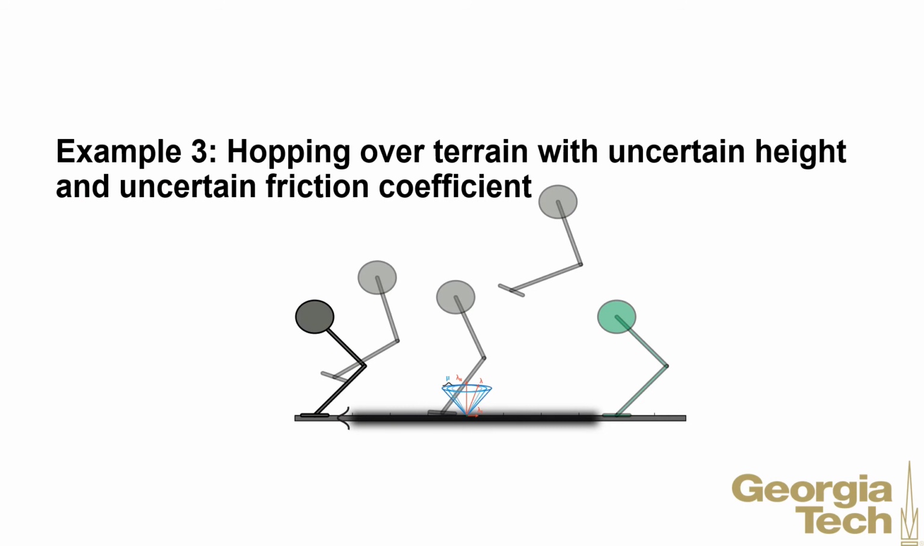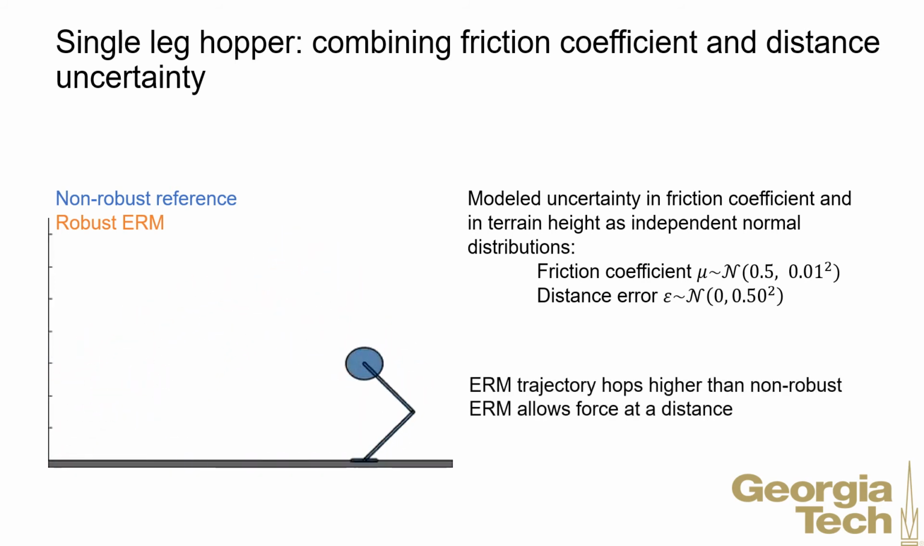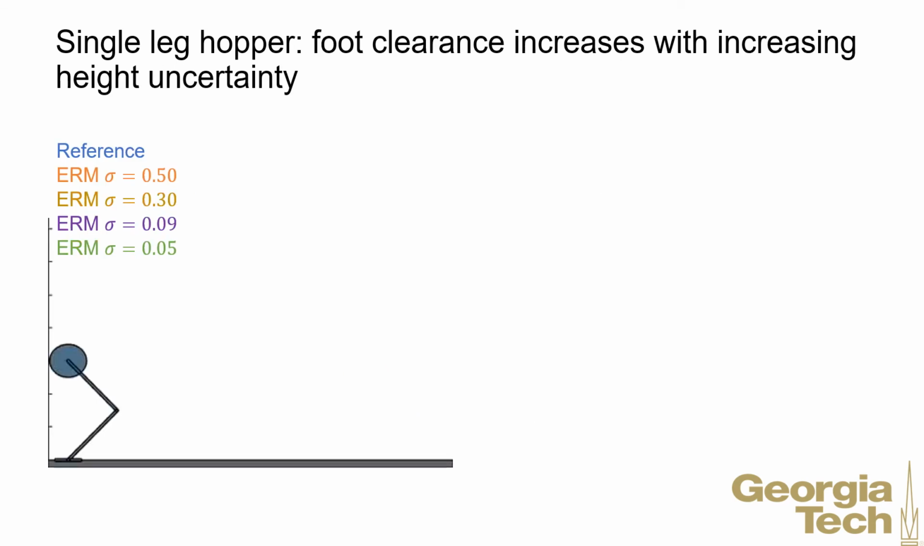In our final example, we combine uncertainty in the friction coefficient and in the terrain height in a single leg hopping example with contact points at both the toe and the heel. As with the previous examples, we compared ERM-generated trajectories to reference trajectories and found that the ERM produces higher hopping than the non-robust trajectory. However, the ERM also permits some force at a distance from the expected value of the terrain, while the non-ERM trajectory does not.